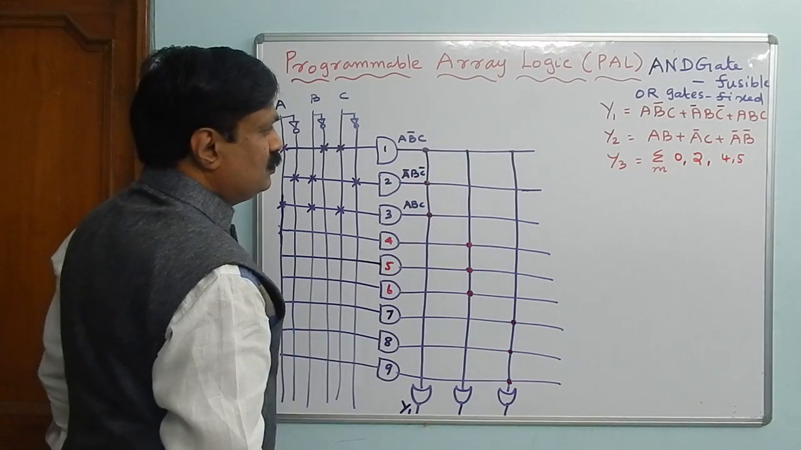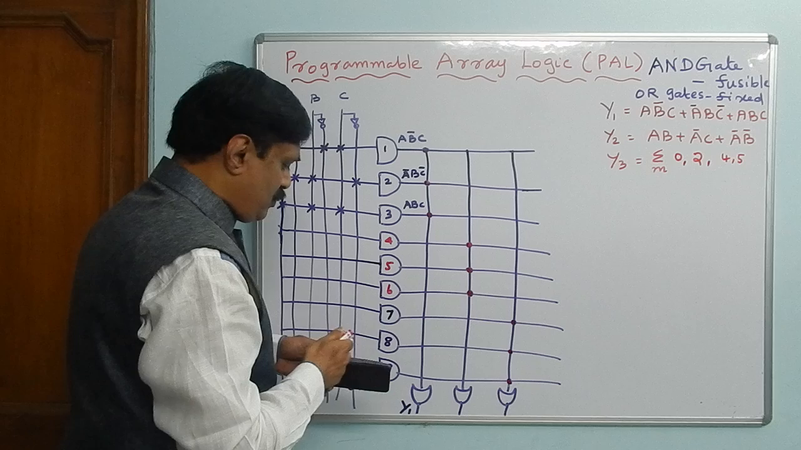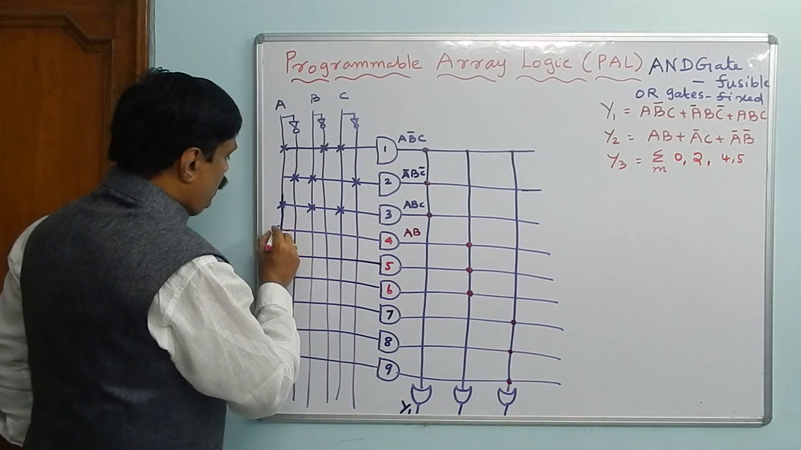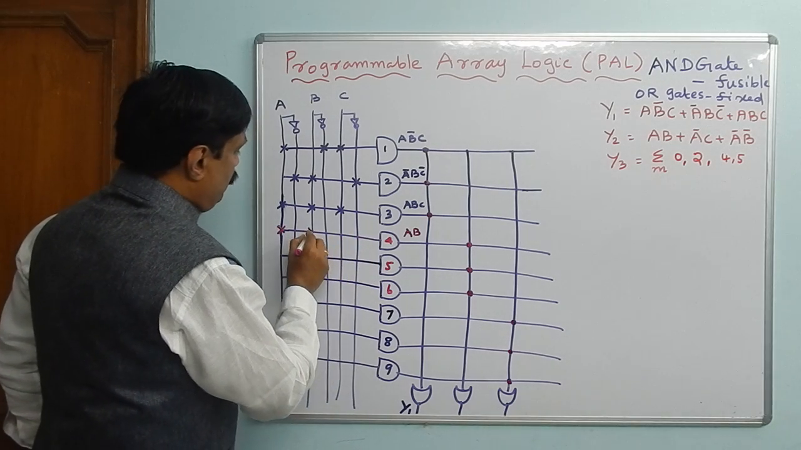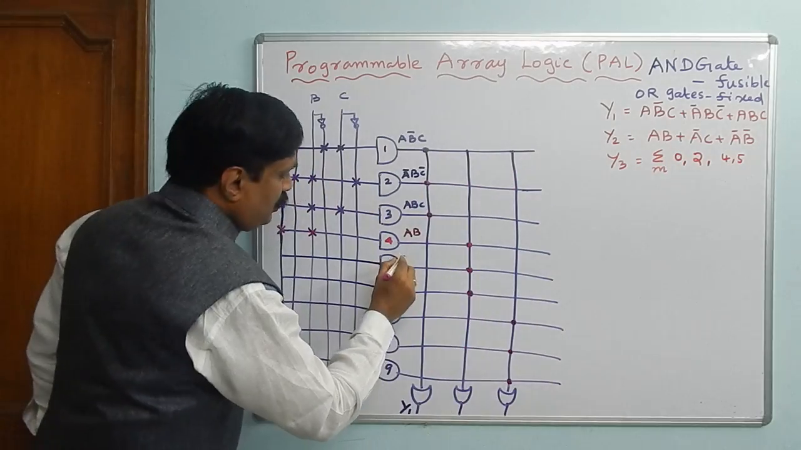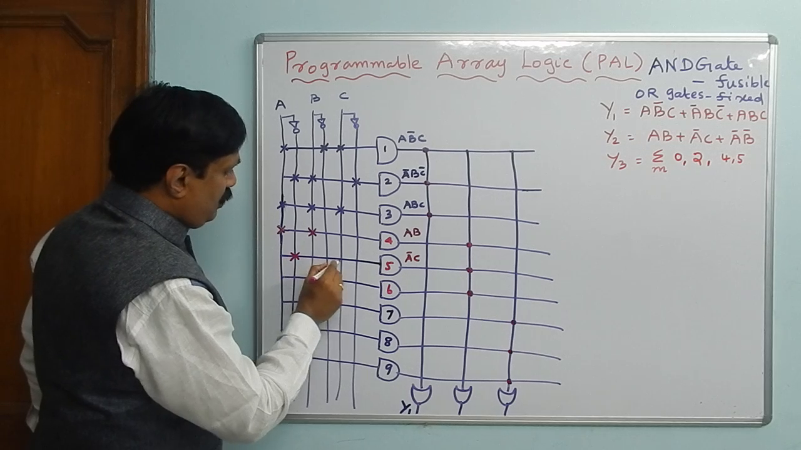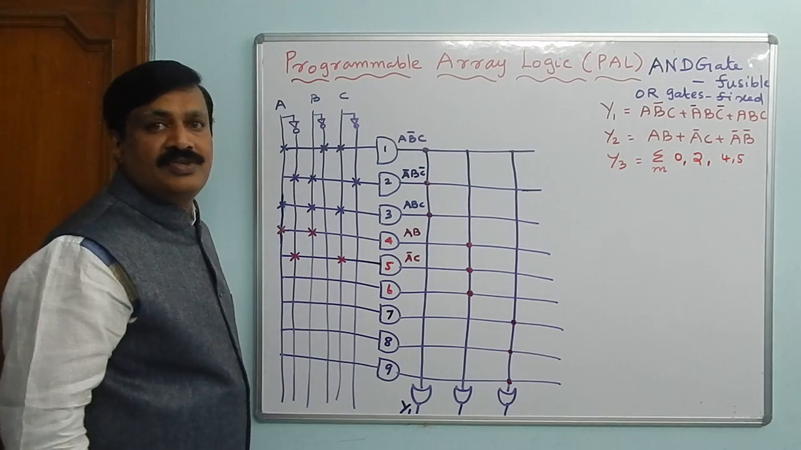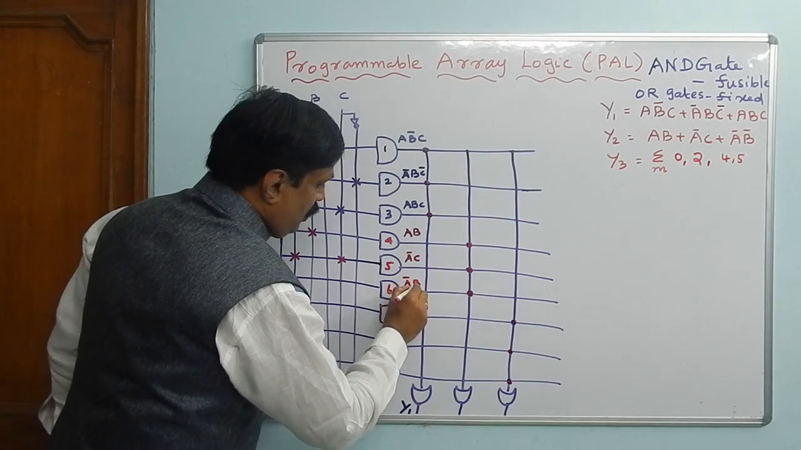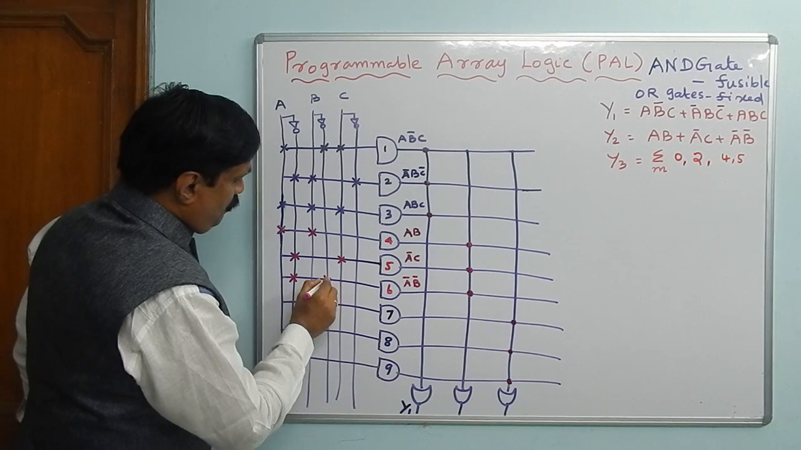Therefore, first one is AB. Therefore, here you write this is AB. You connect A and B. Second term is A bar C. Therefore, you can connect here A bar and here C. Third is A bar B bar. Therefore, here A bar and here B bar.